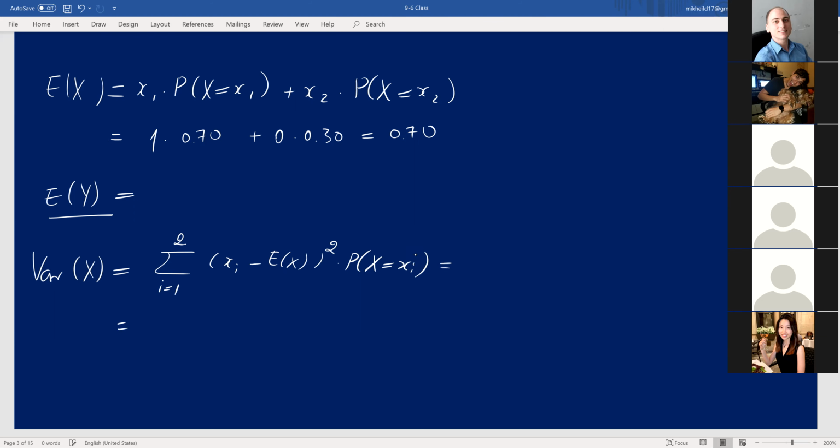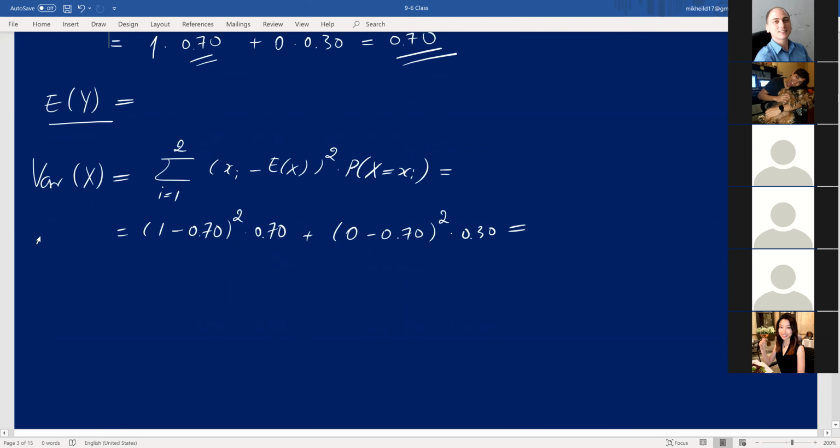So the first possible outcome is 1 for x minus, what's the expectation of x? That's the expectation of x, right? 0.70 squared times the probability that x equals 1, that is 0.70, plus then the second possible outcome, which is 0, minus the expectation, 0.70, squared times the probability that x equals 0, which is 0.70. Whatever you get will be the answer.